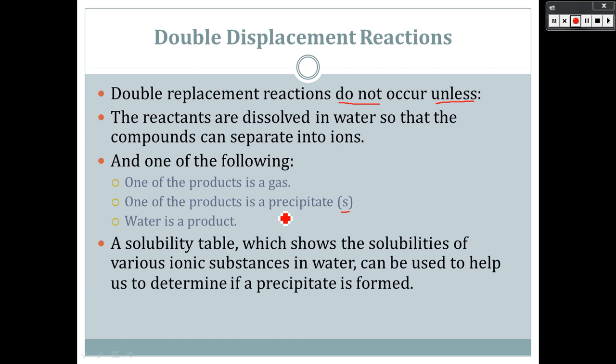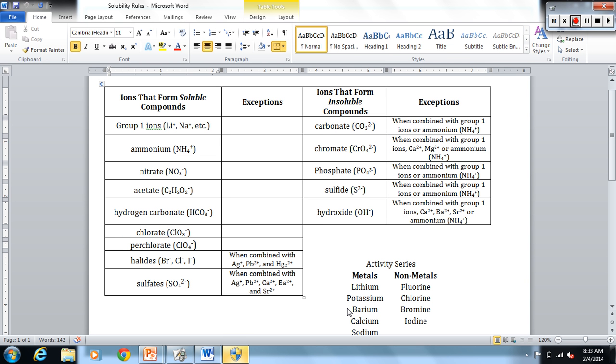And then you can use a solubility table, which we'll look at in a second, which shows the solubilities of various ionic substances in water. They're really like solubility rules, and that can help us determine or figure out if a precipitate is formed. So let's take a look back at that table that we've been looking at for the reactivity, but in this case, let's look at the solubility rules on them. So these are ions that form soluble compounds, and then we have exceptions, and then ions that form insoluble compounds, meaning they don't dissolve, and then exceptions to that. So this is kind of the reverse idea of this.